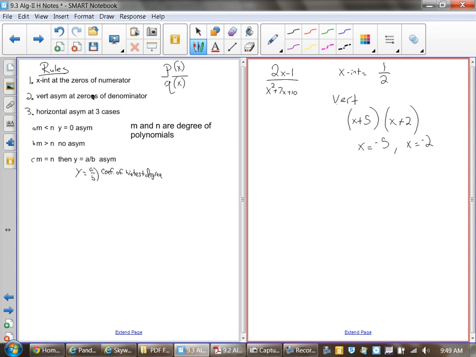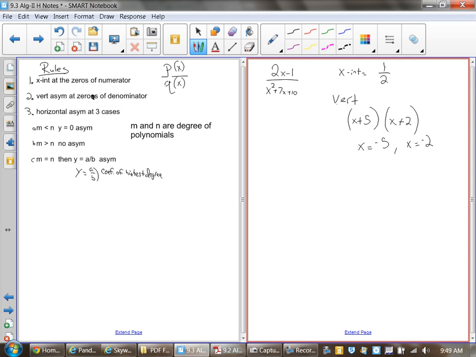Now I start to go into where will I have a horizontal asymptote. This is when I have to look at the degrees of the polynomials. In this example, what's the degree of the numerator? It's 1. What's the degree of the denominator? 2. So which of the three cases do we have to use?